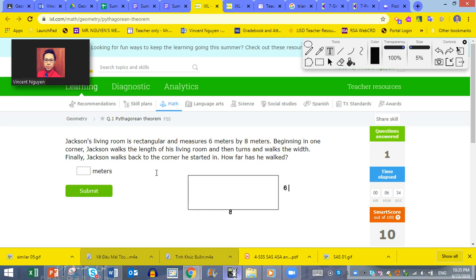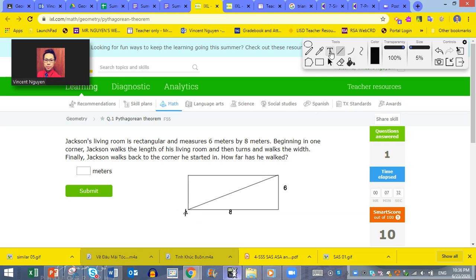Essentially, we're going to do this again. We're going to follow Jackson's walk right here. He's starting right here, and he starts walking and walking and walking. When he gets to this corner, he's going to turn around to go back to where he started. So essentially, he's doing the right triangle walk. He's going to walk that way.